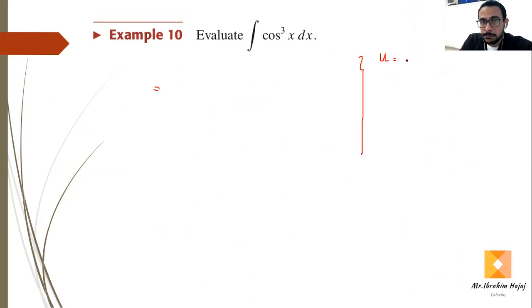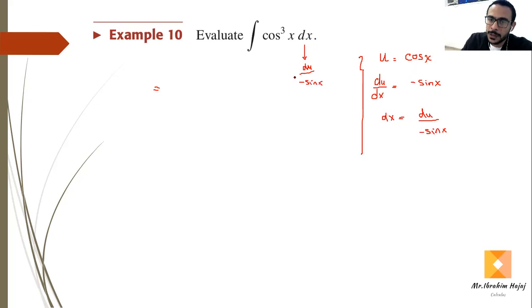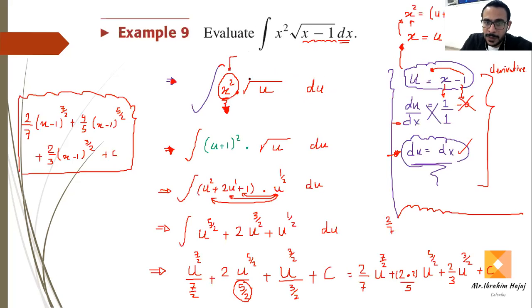But first, let's try u equals cosine x. If u is cosine, we have a problem here. Because if you complete finding the derivative du over dx, the derivative of cosine is negative sine x, right? And then dx equals du over negative sine x. When you replace the dx by du over negative sine x and replace the cosine by u, and now it's power 3, you still have something which is negative sine x. How to replace negative sine x? You have the same problem here.